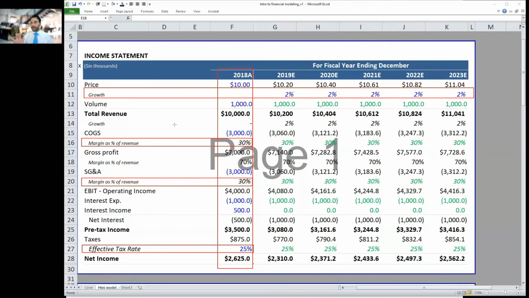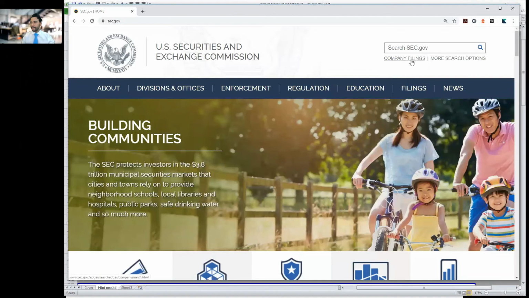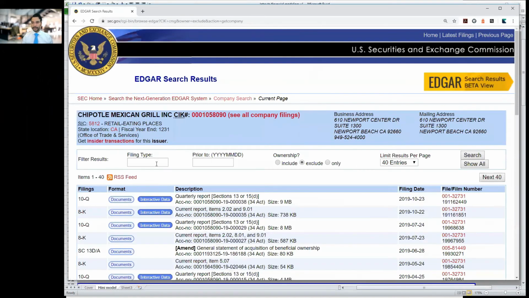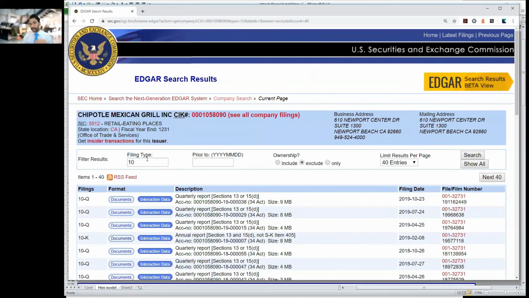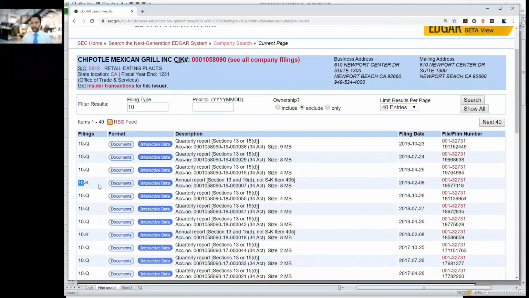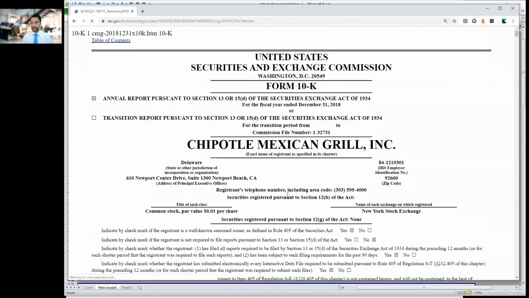And we can take this very simplistic income statement model and apply it to a more complex business that may have multiple line items in their operating expenses. A good example of that, if I pull up the screen here, company filings, fast search, let's type Chipotle, okay? And let's look at the income statement of Chipotle and look at the line items that they have, which is a little bit more detailed than the very basic model that we just created. Let's put up the 10K because it's the annual report and it gives us a lot more information.